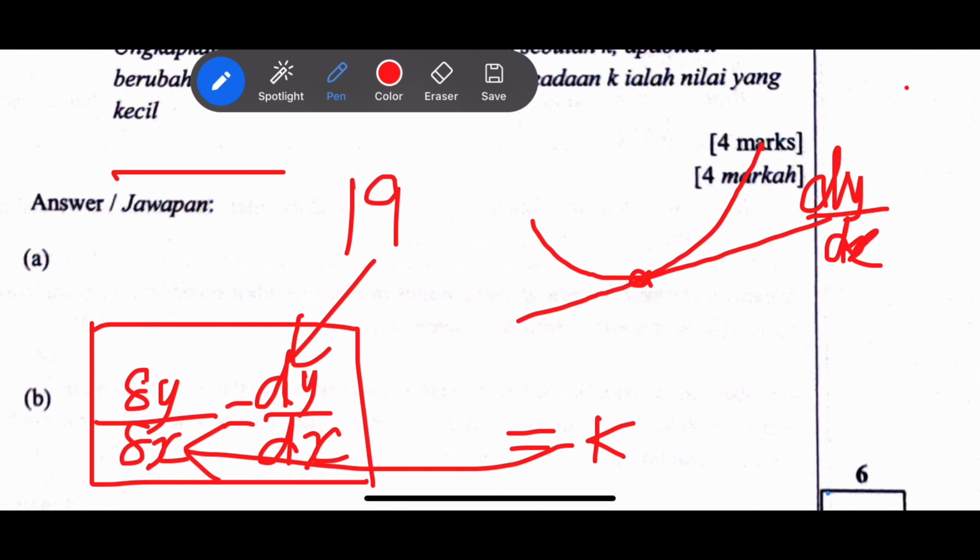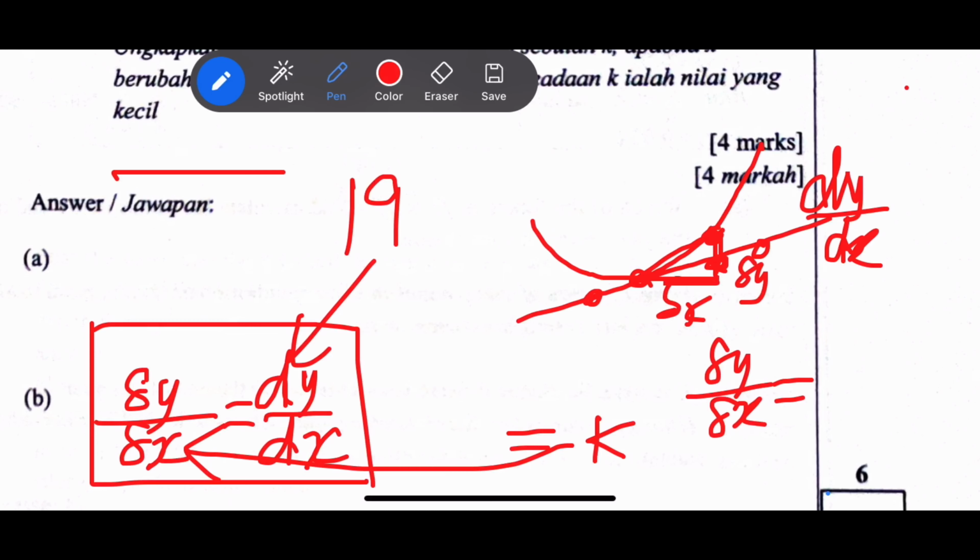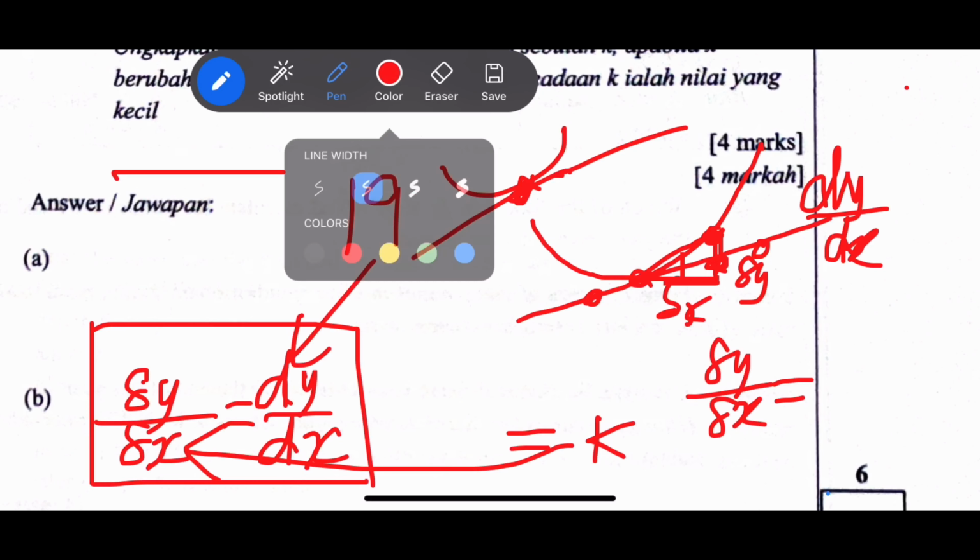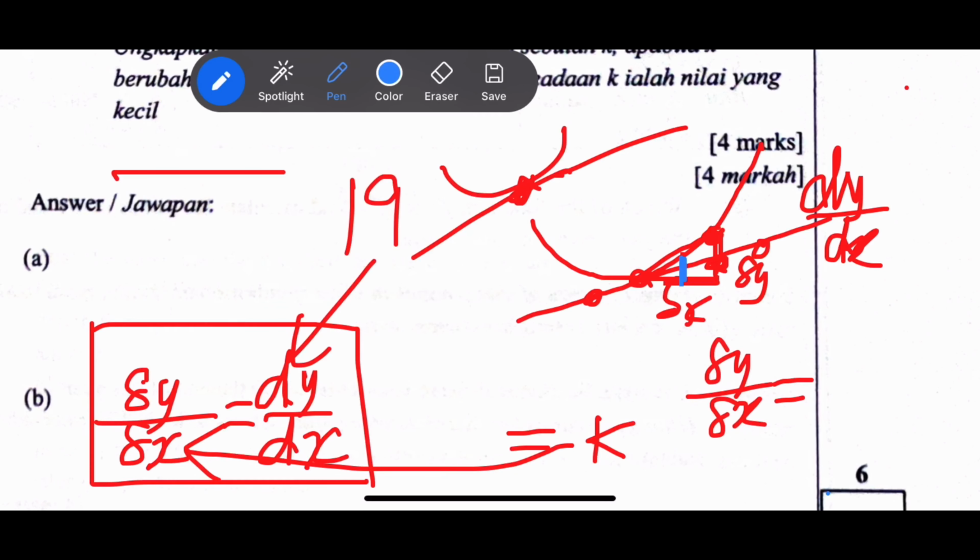Alright? Do you understand why? Maybe I need to explain so that you can understand. So you see, we have the triangle there. The horizontal is the small change in x. The vertical is the small change in y. When you see the triangle, you want to find delta y over delta x, right? At the curve, the two points on the curve. So delta y over delta x is when the value of delta x becomes very, very small. It keeps on decreasing.